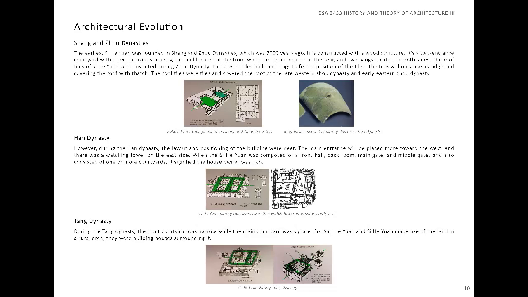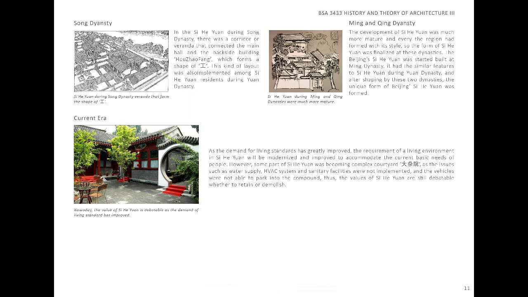Tang dynasty. During the Tang dynasty, the front courtyard was narrow while the main courtyard was square. 三合院 and 四合院 made use of the land in rural areas. They were building houses surrounding it. 四合院 during the Song dynasty had a veranda that formed the shape of the character gong. This kind of layout was also implemented among Siheyuan residences during the Yuan dynasty.